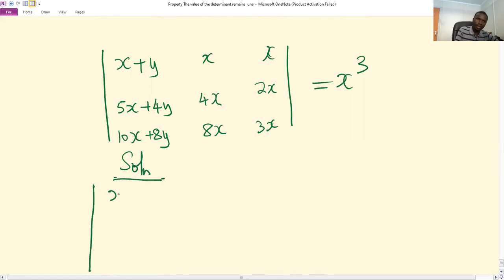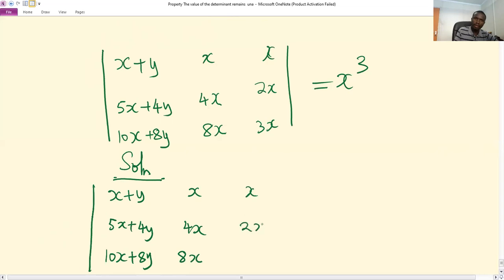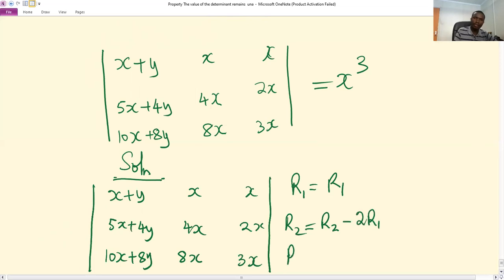Now, we'll say this determinant: x plus y, 5x plus 4y, 10x plus 8y; x, 4x, 8x; x, 2x, and 3x. So we say, let row 1 be row 1, let row 2 be row 2 minus row 1, and let row 3 be row 3 minus row 1.